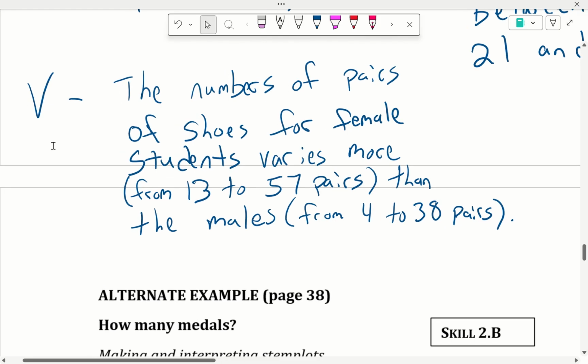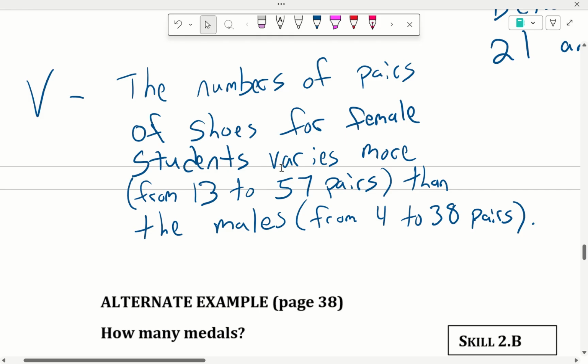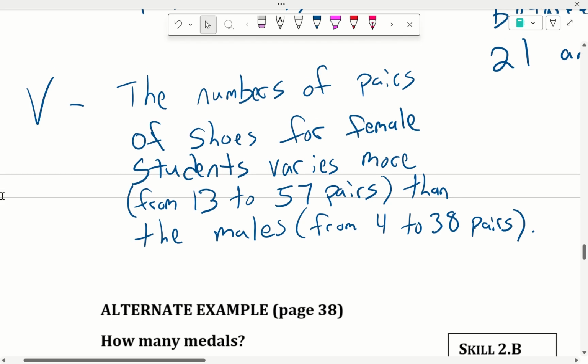We've talked about staying away from the word ranges, because range is a statistical term where it would be 57 minus 13. So the range here is 44. The range for the males is 34. So when we're talking about variability and we use the word varies, let's make sure we don't sprinkle the word range or ranges in there. Just be careful with that.